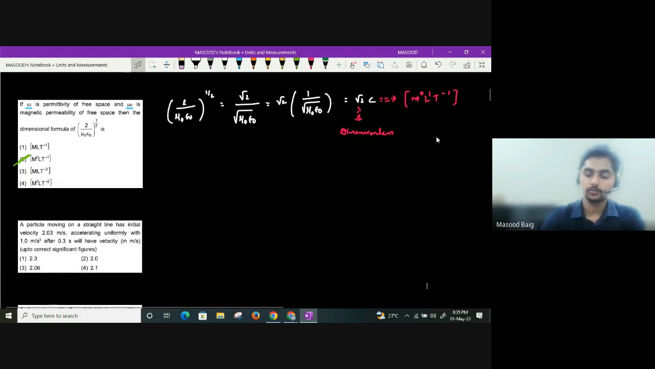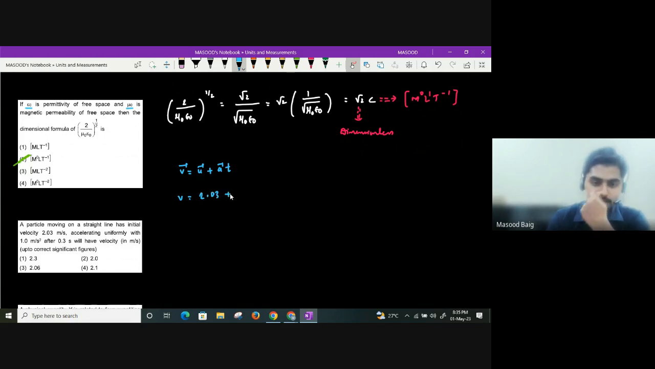So you see, a particle moving on a straight line has initial velocity 2.03, accelerating uniformly with 1.0. After 0.3 seconds, what will its velocity be? Uniform acceleration is there. So can I apply v equals u plus a into t or not? I don't know the final velocity. They're asking us to find the final velocity. What is the initial velocity? 2.03 plus. Here you have acceleration given as 1.0 and 0.3 seconds. Very important, guys.